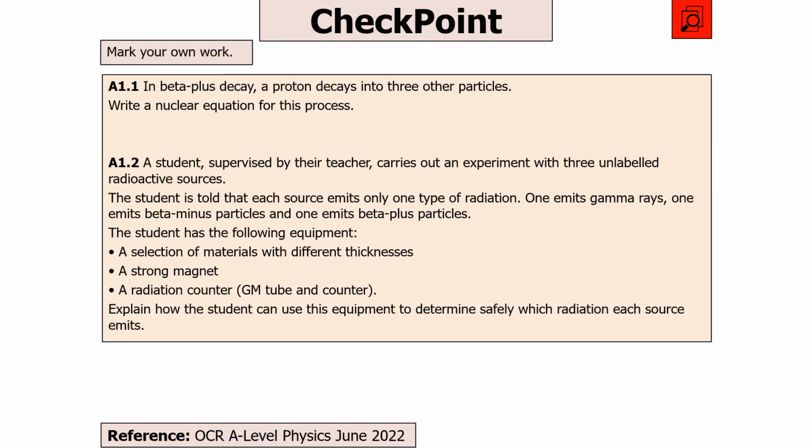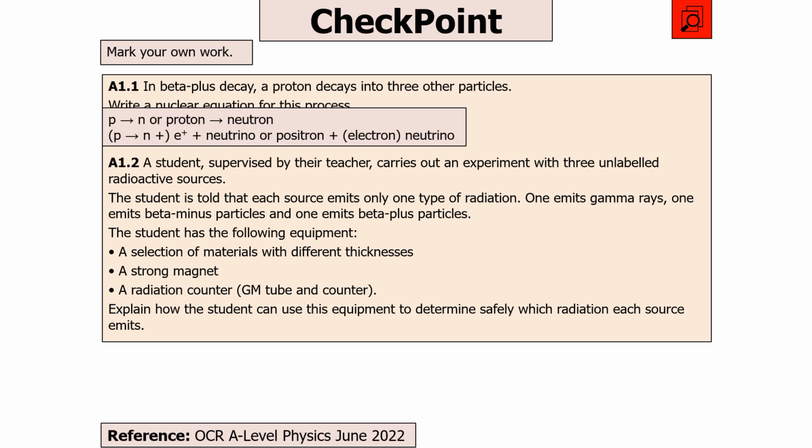So in this first one, a proton will go to a neutron, and then you're also going to have your neutrino present as well, and also your positron.